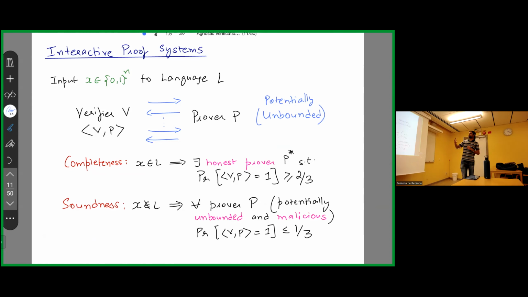So there are two criteria for this. One is completeness, where if the input belongs to the language, then there exists an honest prover who's going to convince me to accept this input with high probability. And on the other hand, for soundness, if the input does not belong to the language, then for every prover, potentially unbounded and adversarial or malicious or cheating, however you'd like to call it, no such prover can convince me to accept with high probability. So this is the standard definition of interactive proofs.